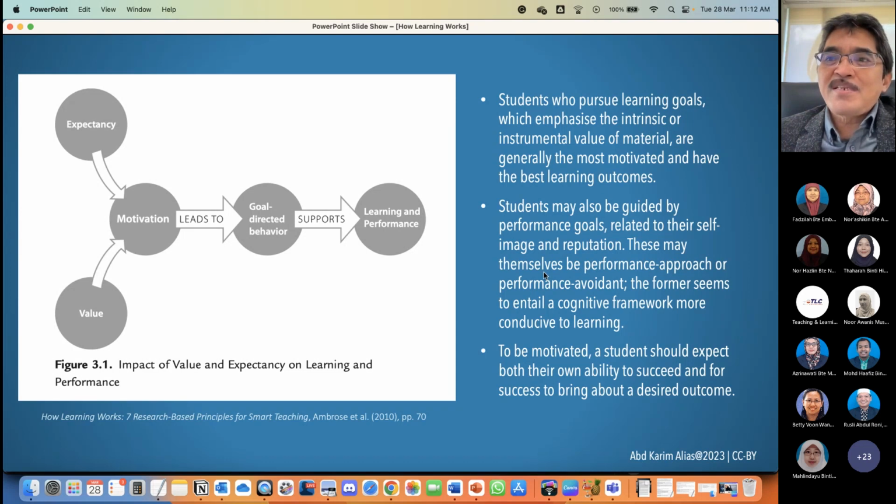So to be motivated, a student should expect both their own ability to succeed and for success to bring about a desired outcome. Apa maksudnya di sini? To be motivated, a student should expect both their own ability to succeed and for success to bring about a desired outcome. Can anyone share what do you understand by this statement from the book?